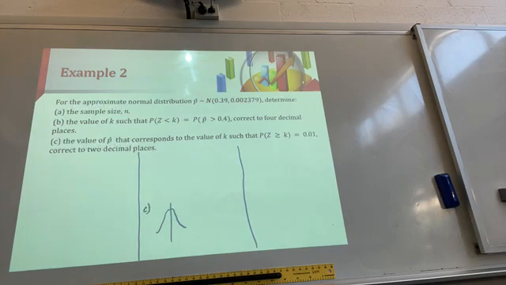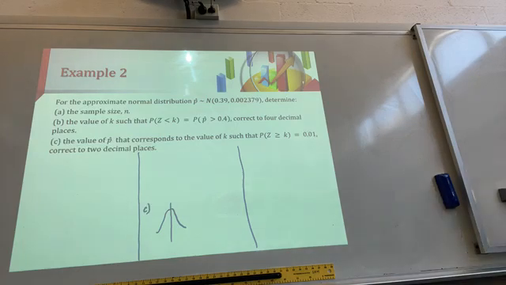Now let's have a look at example 2. Example 2: for the appropriate normal distribution of P hat, normally distributed with mean 0.39 and variance of 0.002379, determine the sample size n, and then the value of k such that the probability of z.